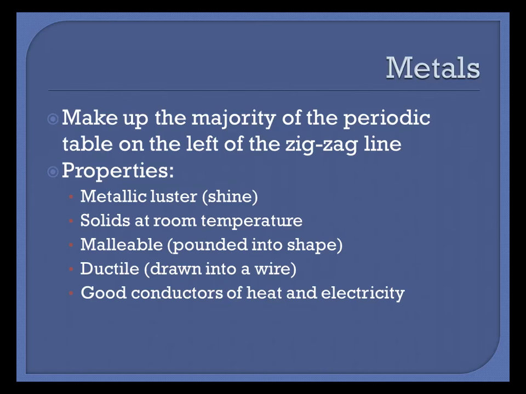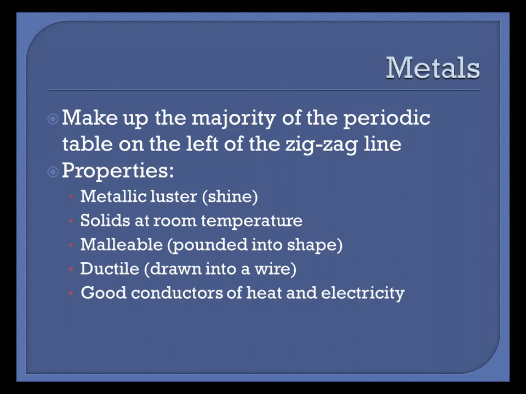So just to review what we learned in terms of where things are located on the periodic table, I just want to remind you that the metals make up the majority of the periodic table, and they're all located to the left of the zigzag line. So some properties that all of the metals share include 5 characteristics.